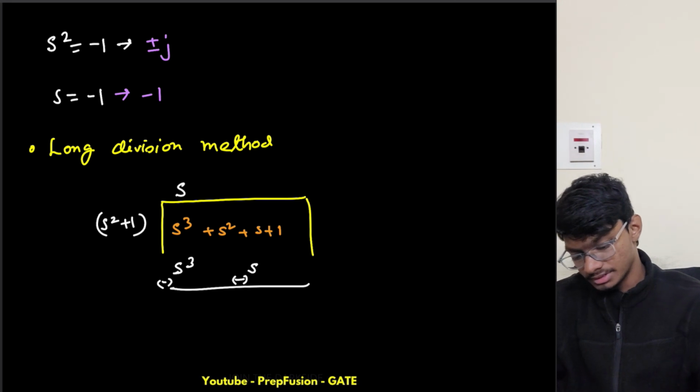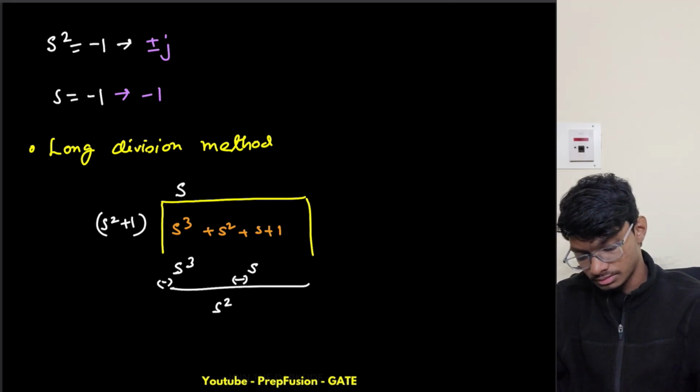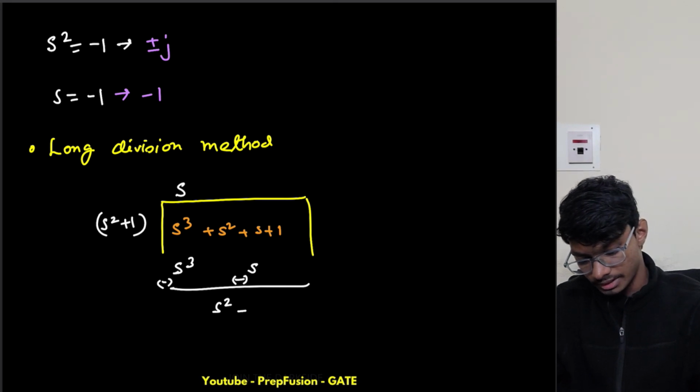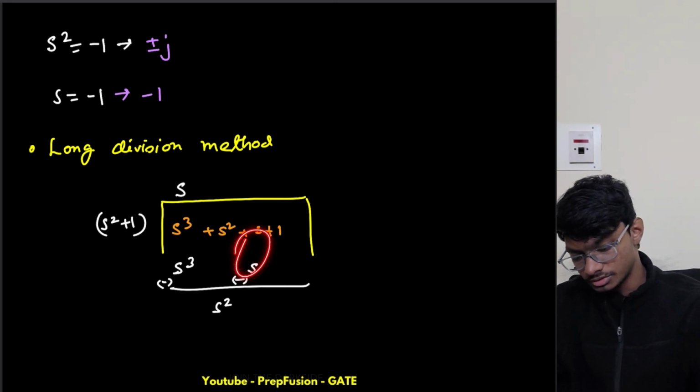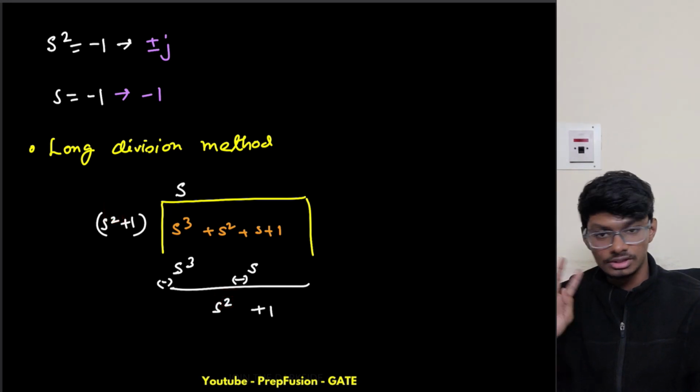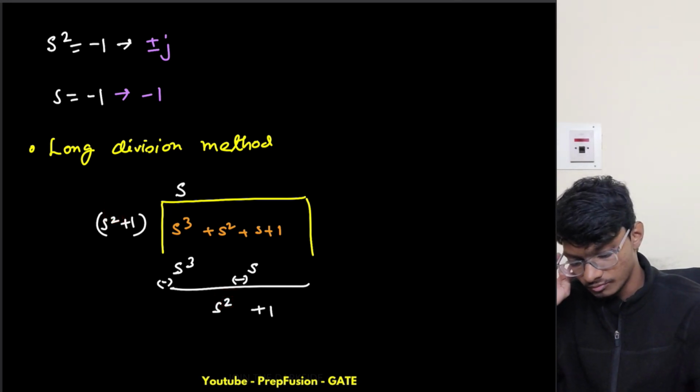So basically this will come out to be s square minus... again this is going to 0, right? This is again going to 0, so I will be left with s square plus 1, right? Now what I will do, I have to equate the highest powers, they are same, right? I will simply multiply 1, so I will add 1 over here.